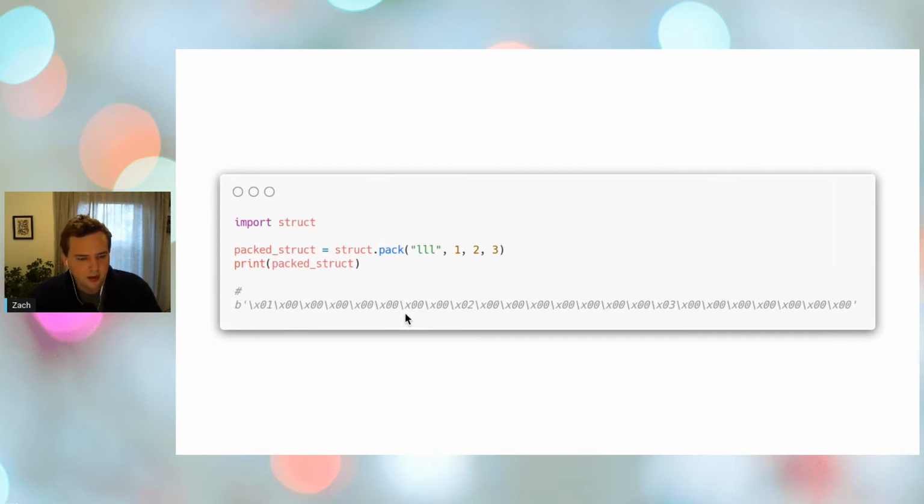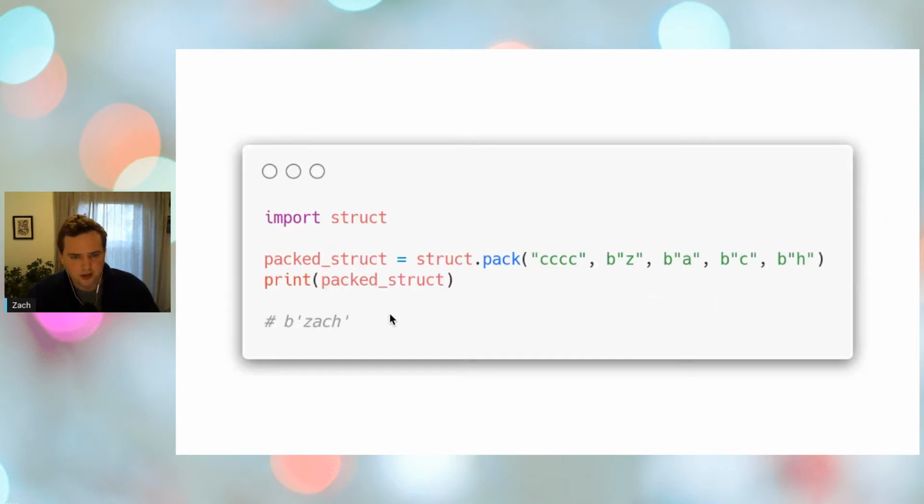1, 2, and 3. This is why the struct module is really important if you want very fine-grained control over the exact amount of memory or the exact amount of disk that's being taken up by your data structures. Outside of that, there doesn't tend to be a lot of usage of the struct module in Python.